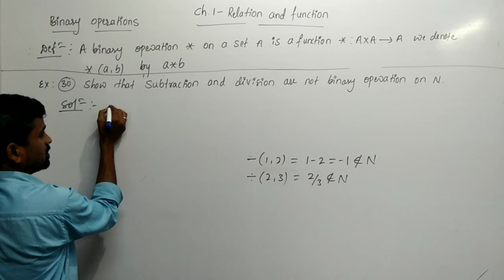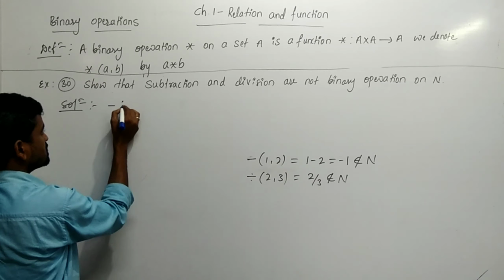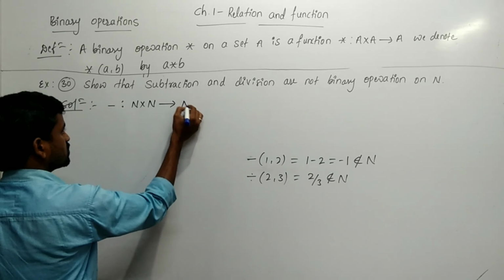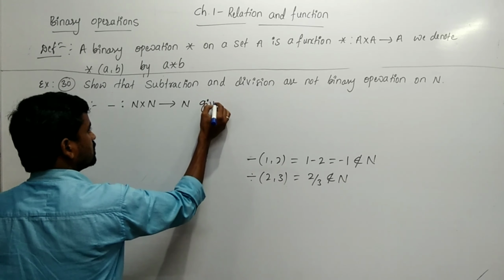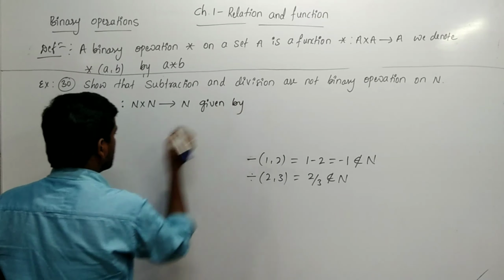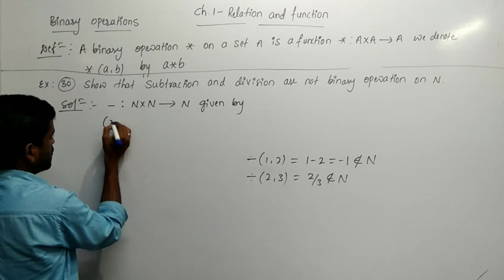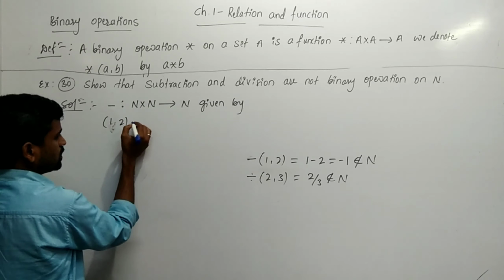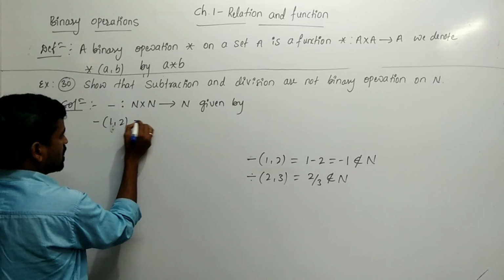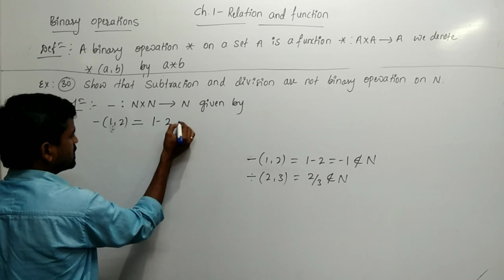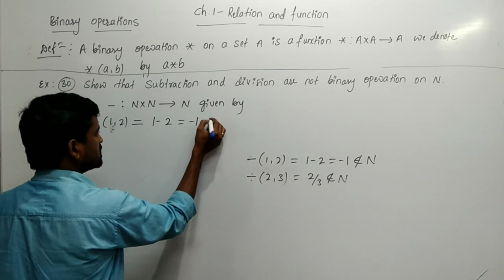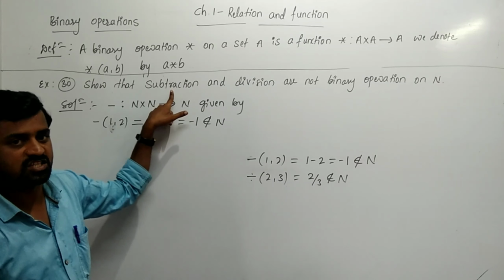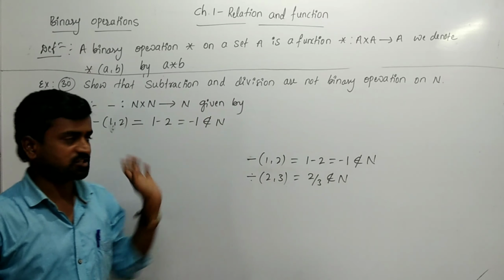Subtraction, minus, from the Cartesian product of natural numbers to natural numbers, given by (1, 2) maps to 1 minus 2. This result, minus 1, is not a natural number. Therefore, subtraction is not a binary operation on natural numbers.